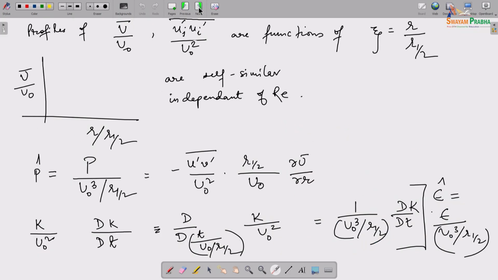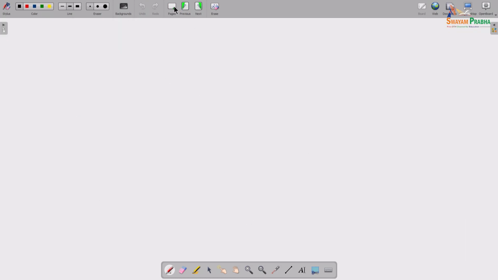Yeah, so I think I should write that here again. All right, so let's just say this. The turbulent part of the kinetic energy also scales with u naught cubed by r half, which means that it is also self-similar and independent of Re. Now we'll look at something a little bit more interesting.